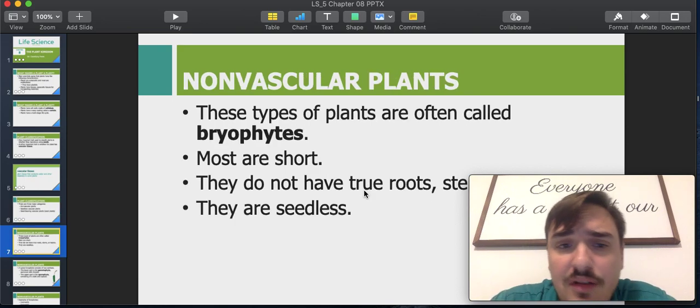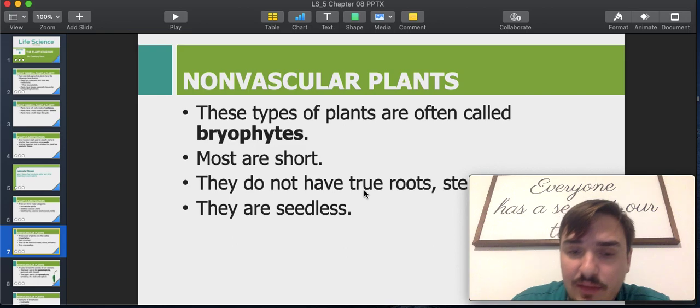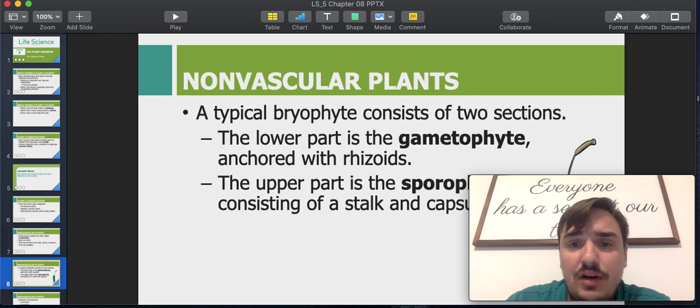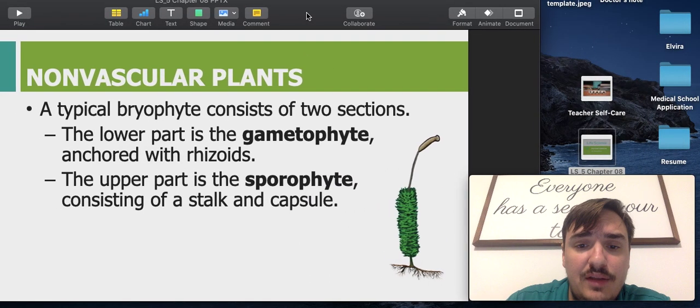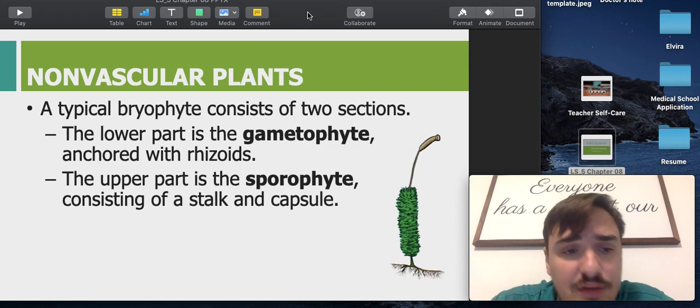All right, so non-vascular plants, the name for them is bryophyte. Like I said, most of them are extremely short. They do not have true roots or stems, and they are seedless. Okay, this is the structure, and I'm going to put this over to the side over here. This is the structure that we see in a non-vascular plant.